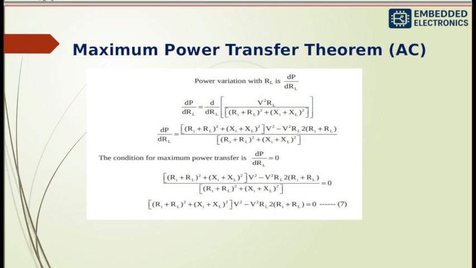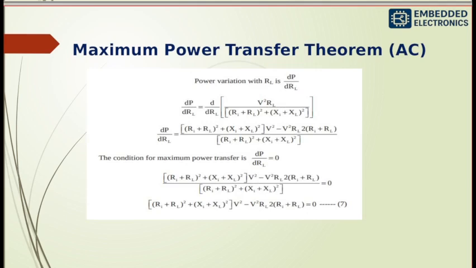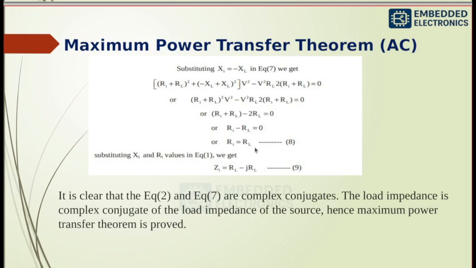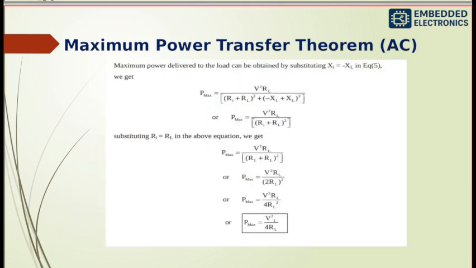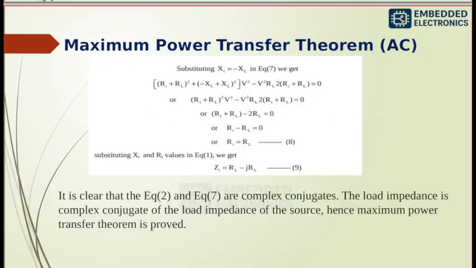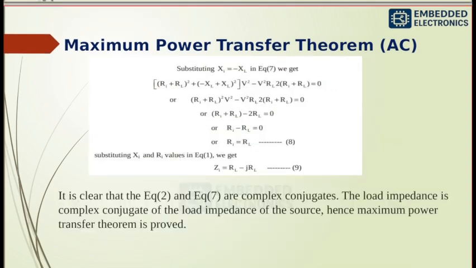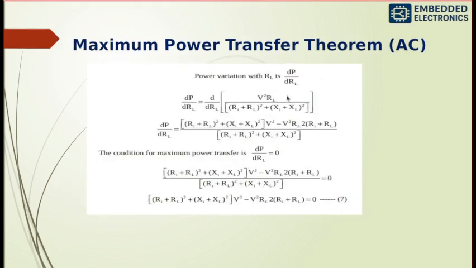We got the equation. Similarly, now you take the derivative with respect to RL, then you will get another equation. Then the maximum power delivered to the load can be obtained by substituting Xi equals minus XL. This we got from this equation. I already explained, right, how to find this. So you need to apply this here.